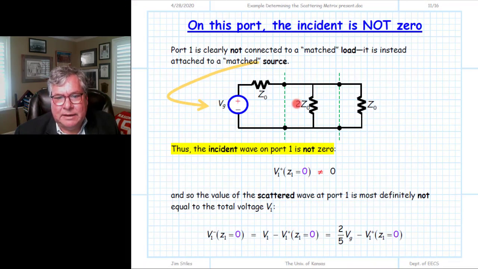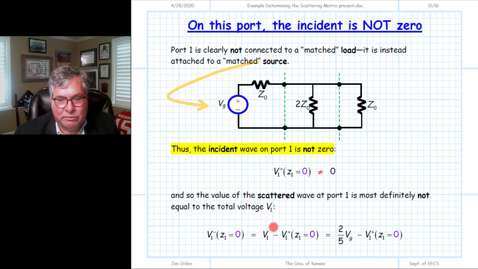So the key thing to keep in mind here is we put a matched source at port 1, so the incident wave is not 0 at port 1. It is at port 2, but not here at port 1. This is the engine. This is what's supplying energy into our circuit. The incident wave is carrying energy along with it into our circuit. So the scattered wave at port 1 is the difference between the total voltage, the port voltage V1, minus this incident voltage. And again, this is the problem that students have.